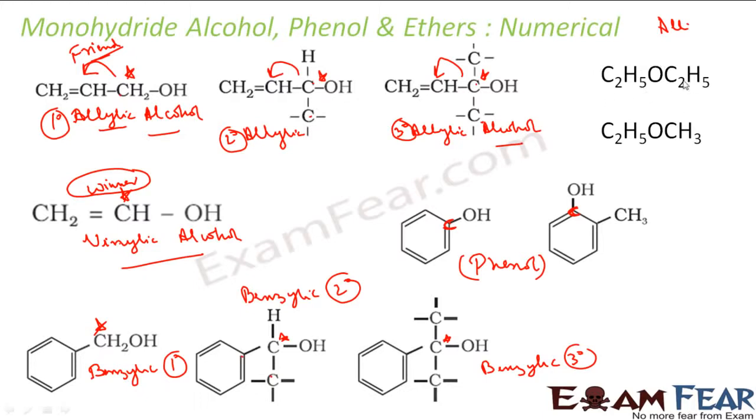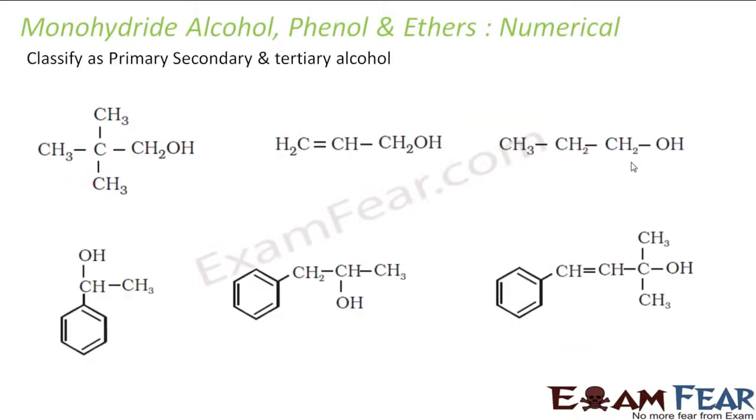Let's talk about these guys. This is ROR, that is, it is ethers. Both are same, so it is symmetrical ethers. These two are not same, so it is unsymmetrical. Correct? This is symmetrical ether, this is unsymmetrical ether.